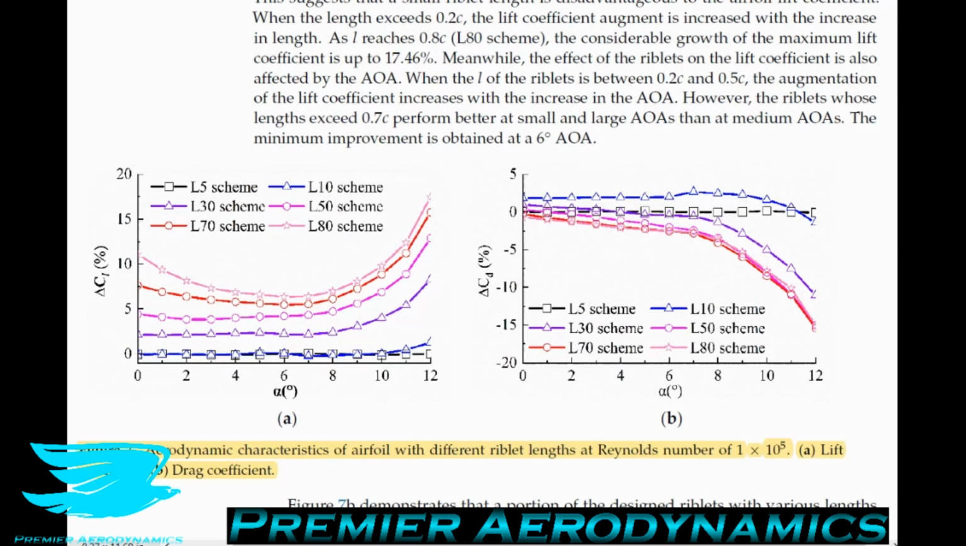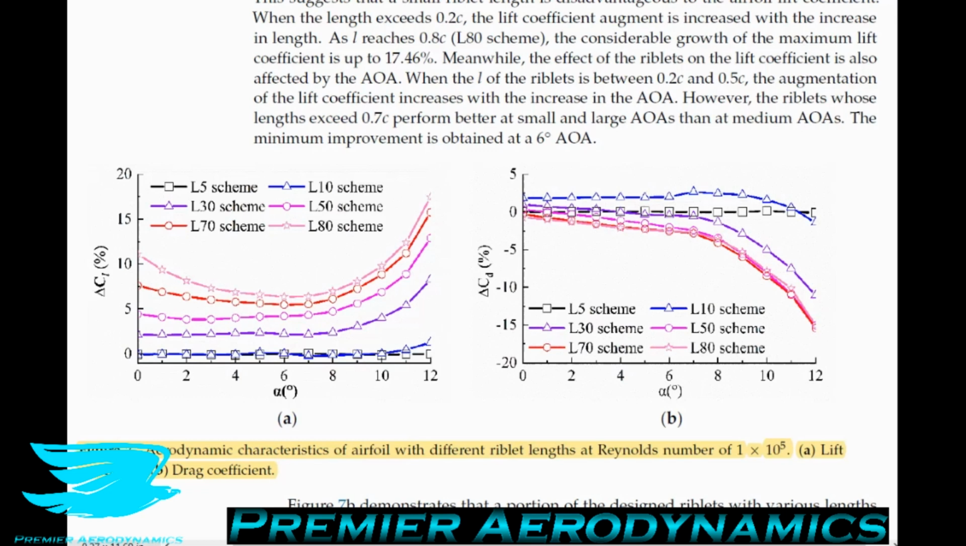They say as well, as the riblet length exceeds 30%, the drag reduction occurs at 7 to 12 degrees angle of attack, and the change grows dramatically. So when you're at 4 degrees, let's say, the riblets are reducing the drag by about 2% on average. When you go to 12 degrees, they're now reducing the drag by like 15%. So that's a massive non-linearity there, and it's very good. When the length is 80% of the chord, the maximum reduction in the drag coefficient is 15%.